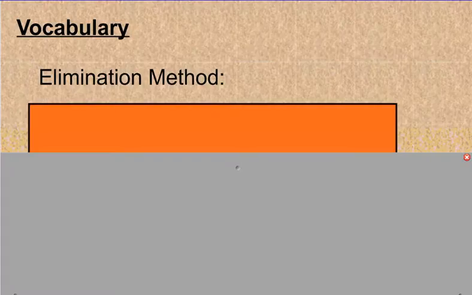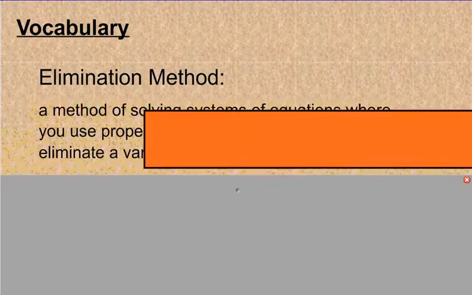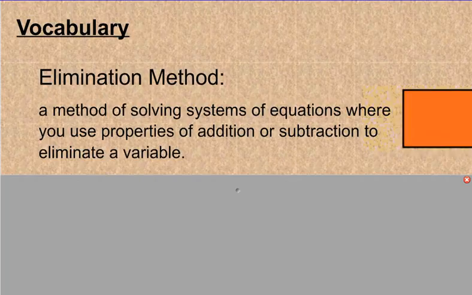So, what is the elimination method? Well, the way I describe it would be it's a method of solving systems of equations where you use properties of addition or subtraction to eliminate a variable. So let's look at this. This is kind of what we're doing here.